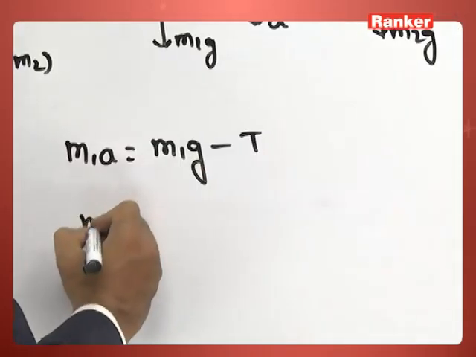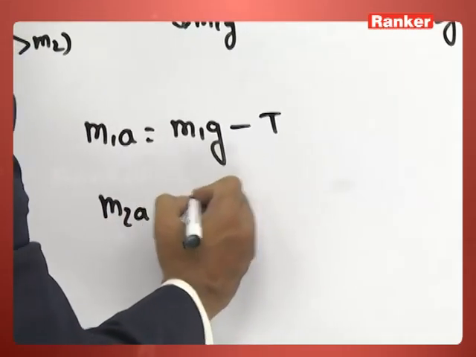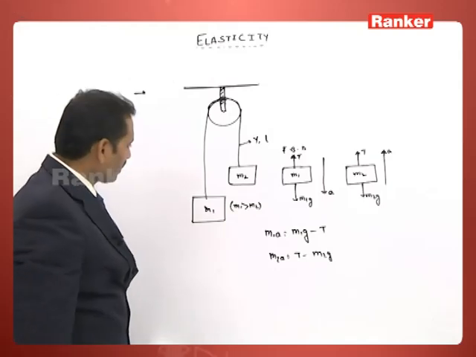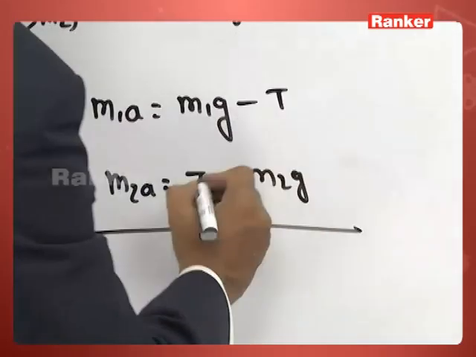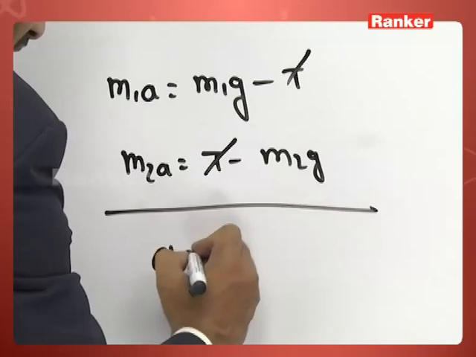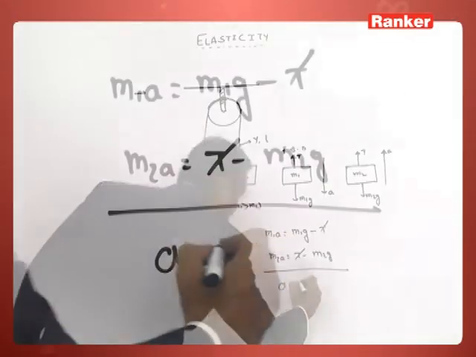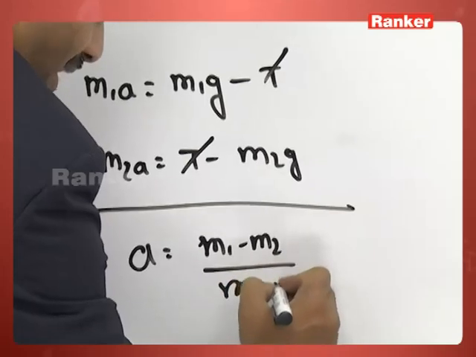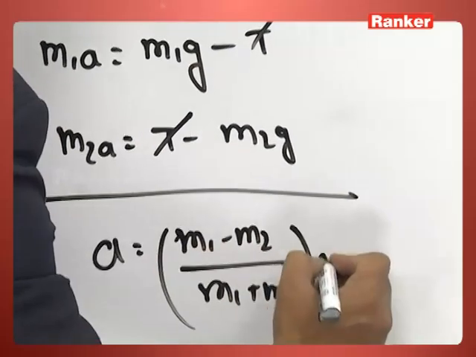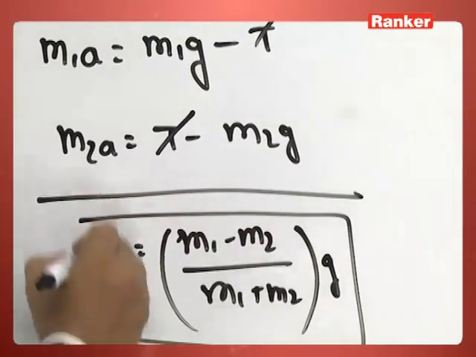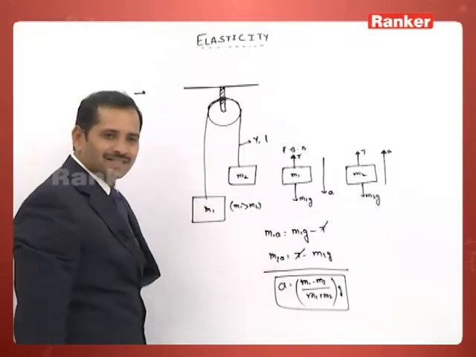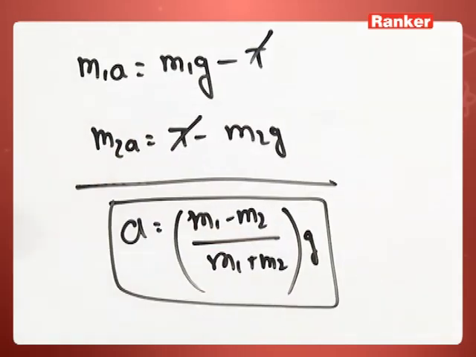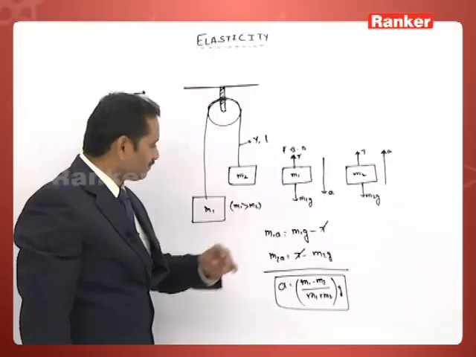Similarly, m2a equal to T minus m2g. Then T gets cancelled, and the acceleration is equal to (m1 minus m2) by (m1 plus m2) into g. If I add the two equations, I will get this. You can do it, I think so. Add these two equations, I am going to get this.